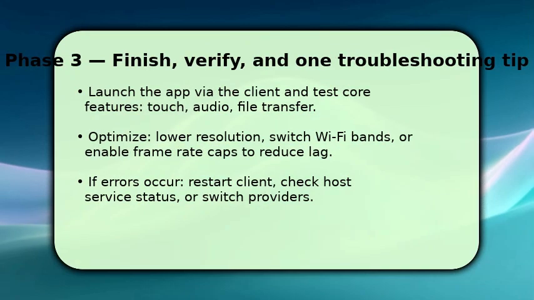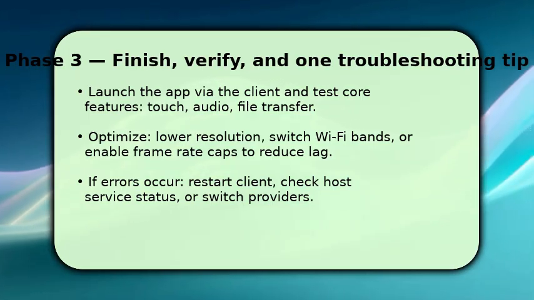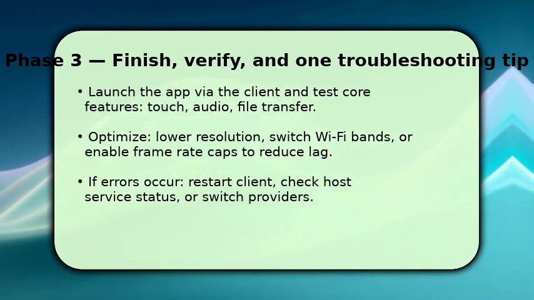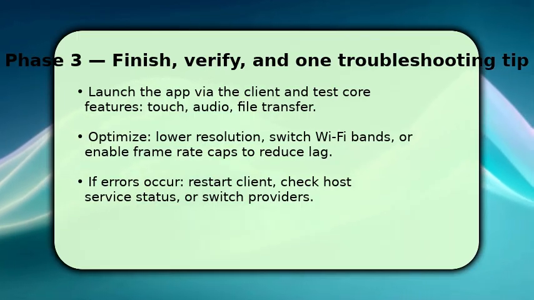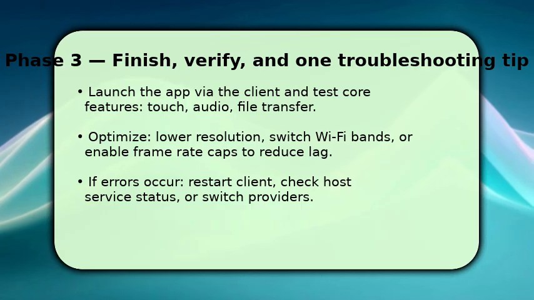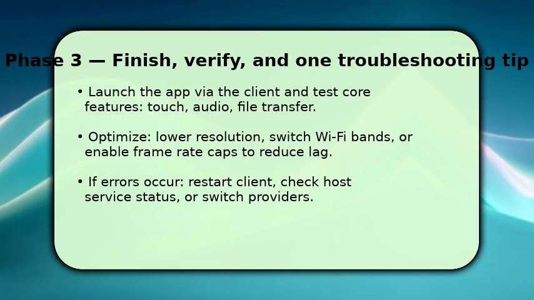Finally, launch the Android app through your chosen client and walk through core features. Confirm touch input, sound, and any file transfer work as expected. If performance lags, reduce resolution, cap frame rate, or move to a 5 GHz Wi-Fi band. These tweaks reduce network jitter. Make sure to close background apps on both devices.